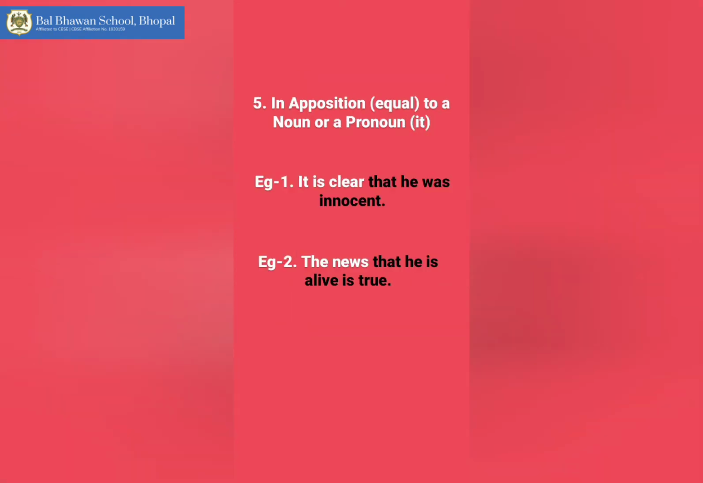The fifth function of the noun clause is in apposition, or equal to a noun or a pronoun it. For example, it is clear that he was innocent. It is the pronoun here, which is equal to the noun clause that he was innocent. The news that he is alive is true. Now here the noun clause is that he is alive.